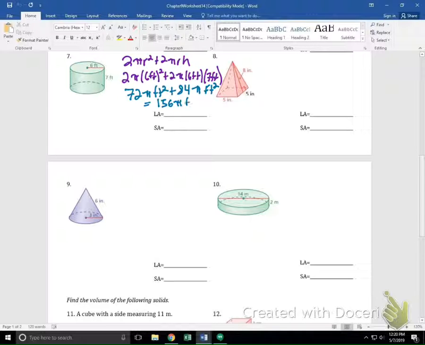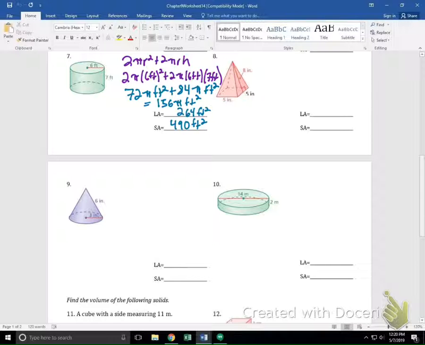Okay, so what's 156 times pi? That would be 490 feet squared. Okay, and then over here we have to do 84 times pi. That is 264 feet squared. Okay, nice job.